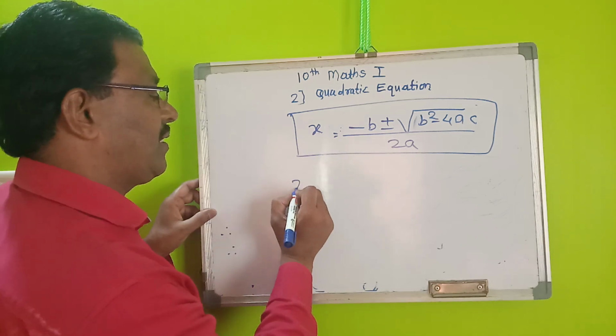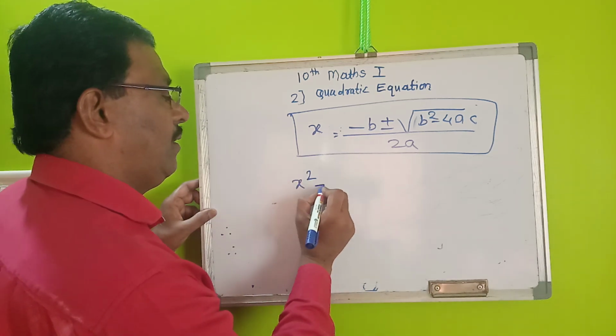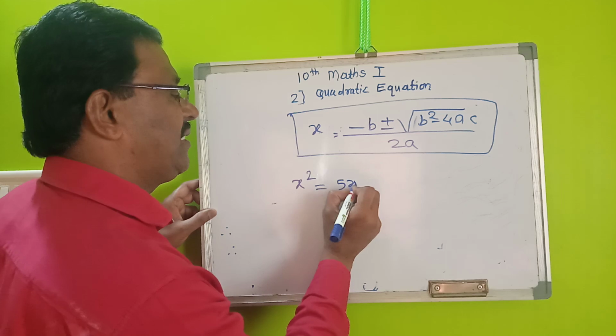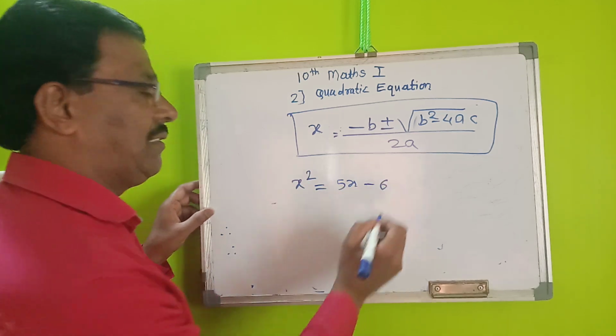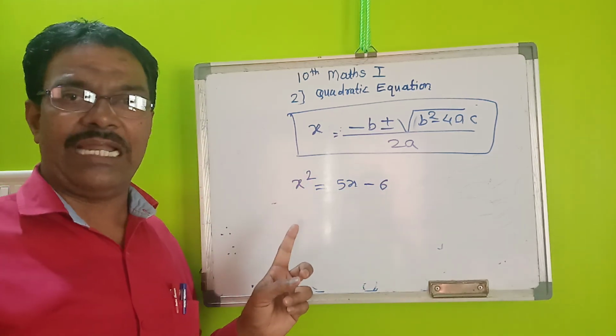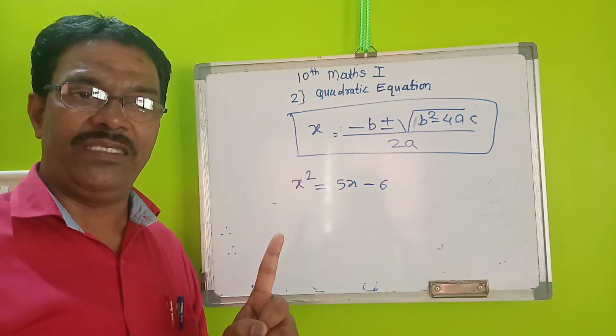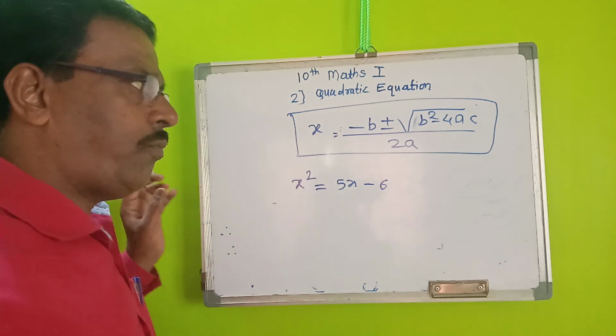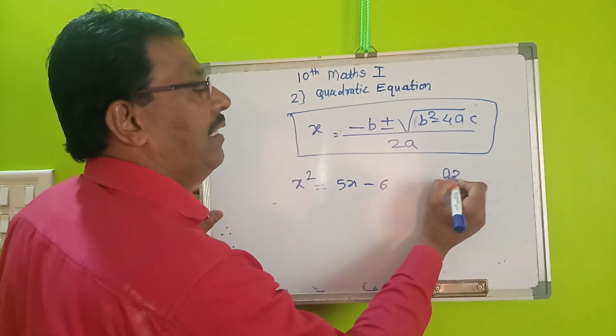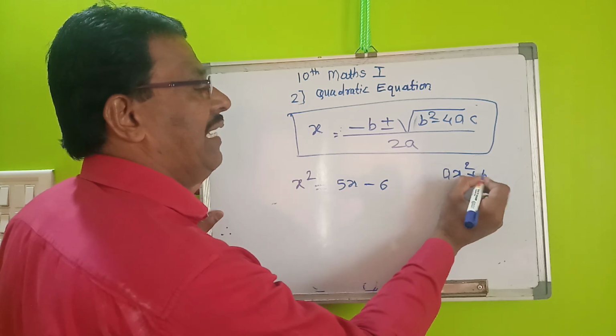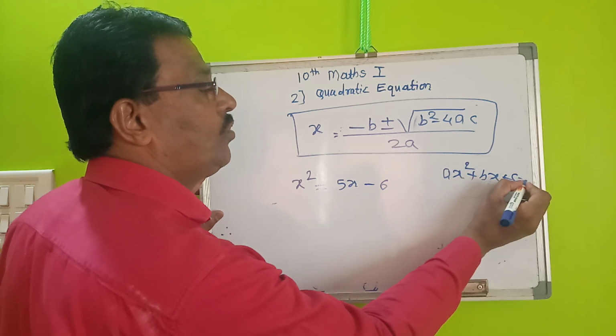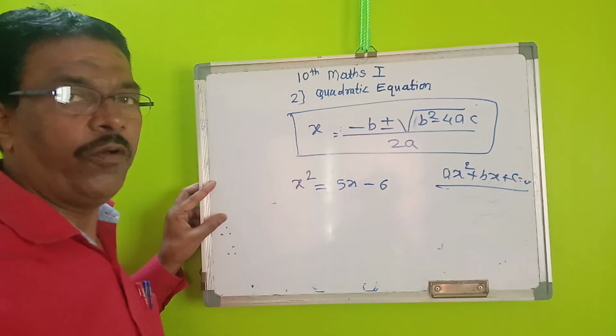They have given the equation x square is equal to 5x minus 6. Write the given equation in the standard form and write the values of a, b, c. What is the standard form of a quadratic equation? ax square plus bx plus c is equal to 0. This is the general form or standard form.